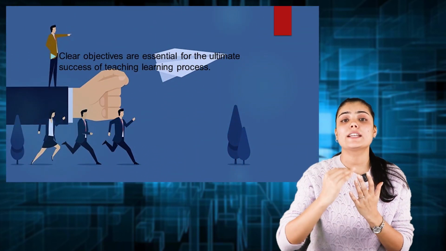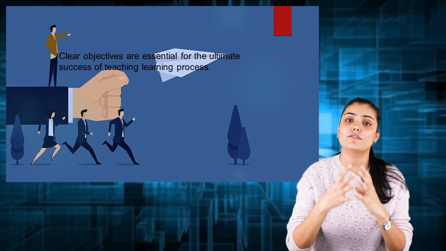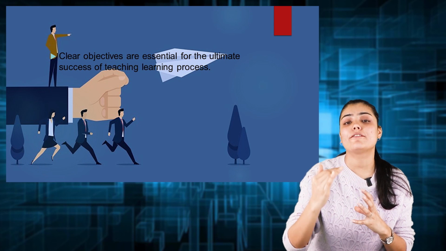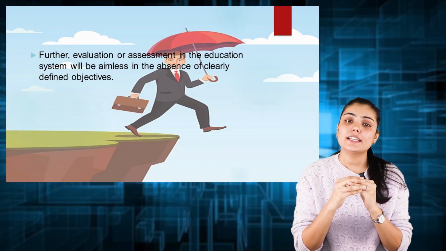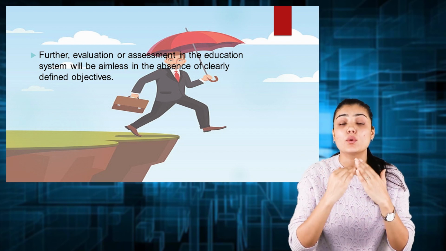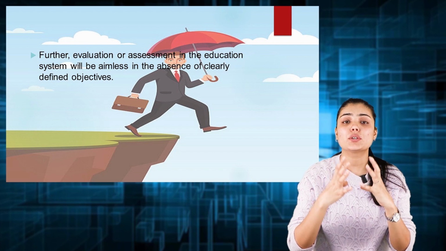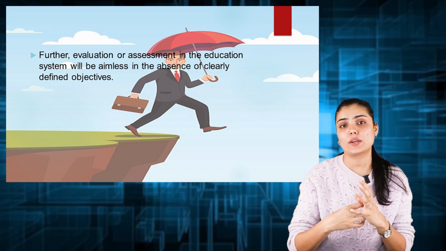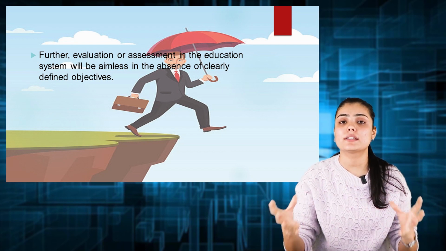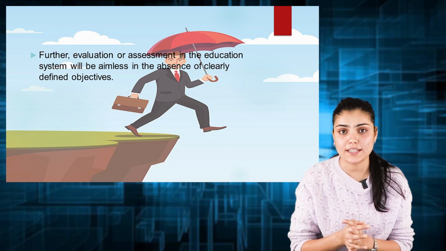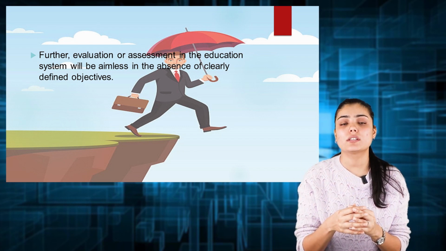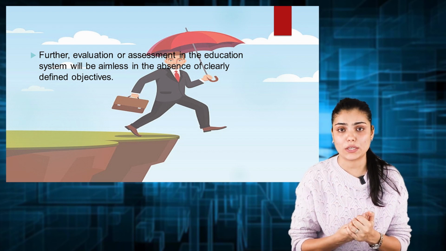So clearly defined objectives are essential for the teaching learning process to be carried out in an efficient manner, right? And if there are no clearly defined objectives, the education process, the evaluation that we do and the assessment that we do of the student are aimless. If there are no objectives in the education system, there's no use of providing education, right?